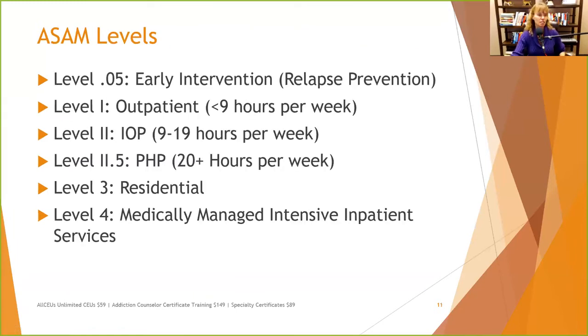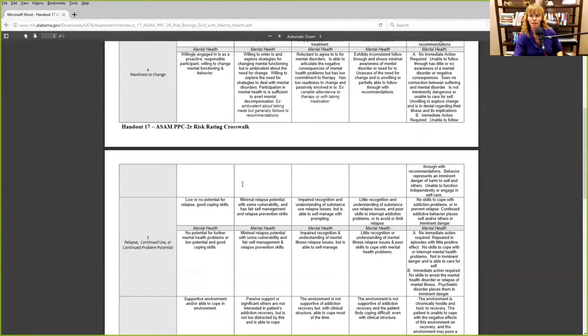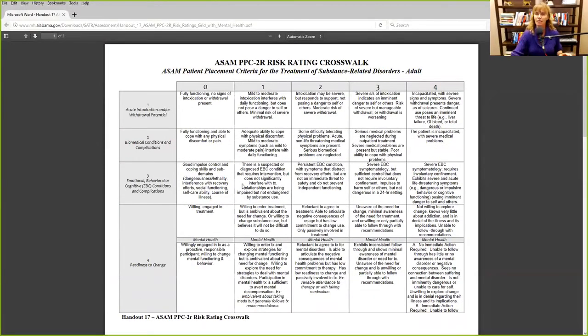So let's take a look at the ASAM really quick. Go back to where that bad boy is. Here we go. So again, don't worry about reading all of the levels. I'm just going to kind of point here. Level 1 is, or dimension 1 is, acute intoxication and withdrawal potential. So if they're fully functioning, that gets them a 0, a big old goose egg, and we want lower scores on this.